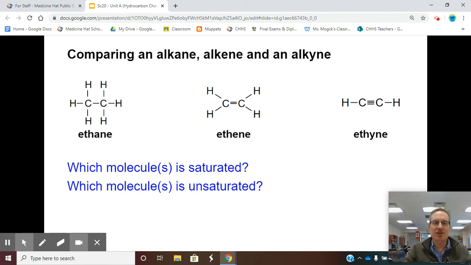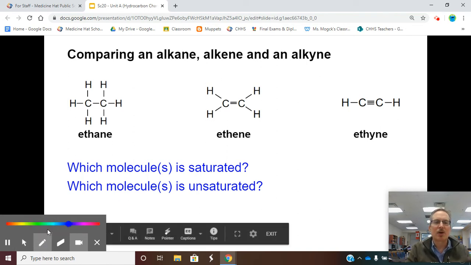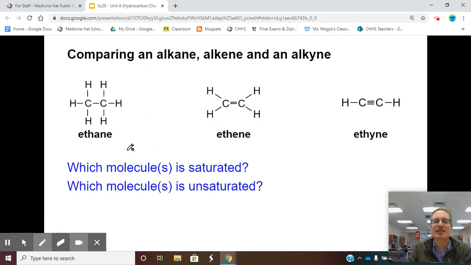My question first off is going to be, which is the most saturated? And if we remember from our previous lesson, saturated are always the alkanes, the ones that have maxed out on the number of hydrogens surrounding the carbon atoms. So this is going to be ethane. And something that is unsaturated is always the substance that has a multiple bond, either double or triple. So ethene is unsaturated, and so is ethyne.